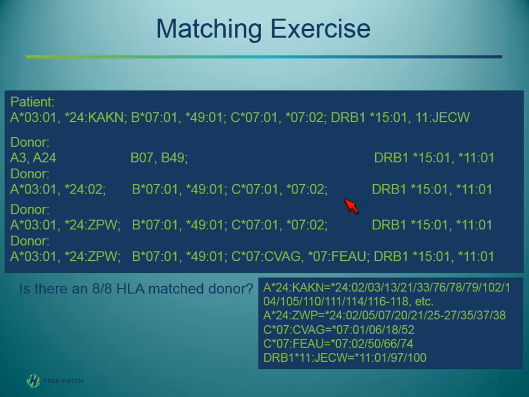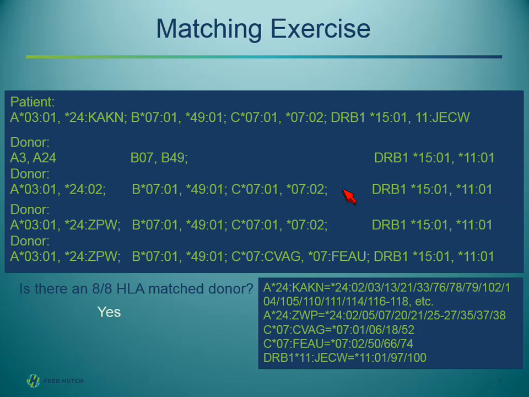And this is back to the alphabet soup world. This is what we deal with day in and day out when we're looking at registry reports. So do we have an HLA identical unrelated donor? And the answer would be yes. There's this one right here. And if you do the alphabet soup, they match.